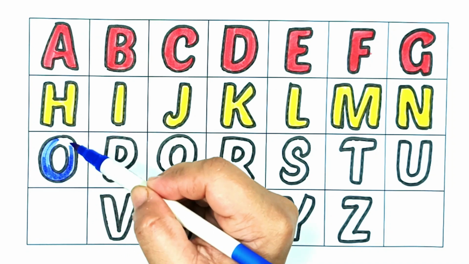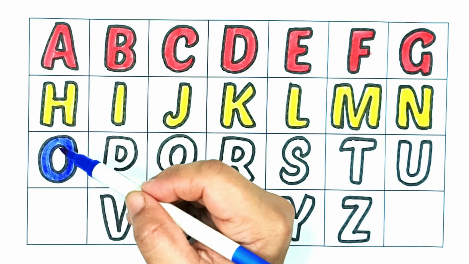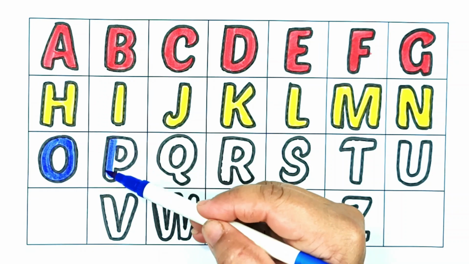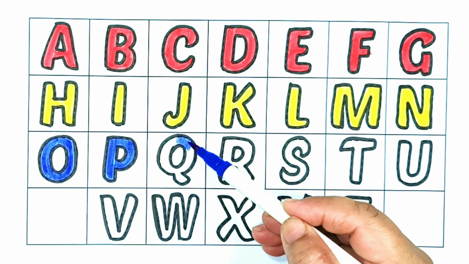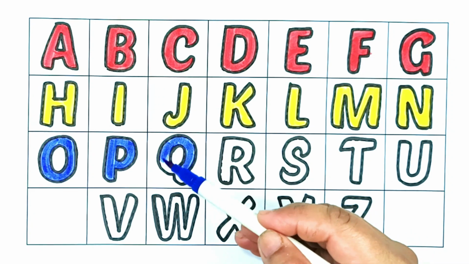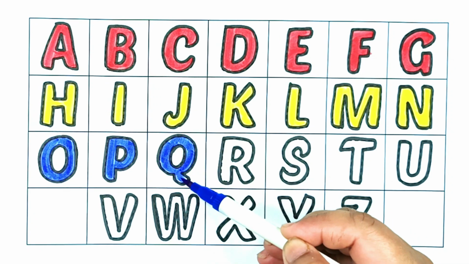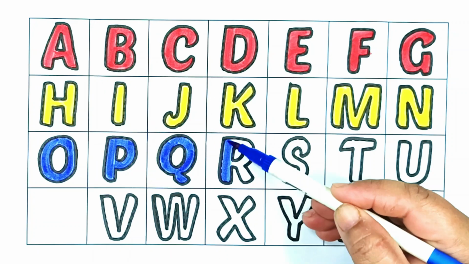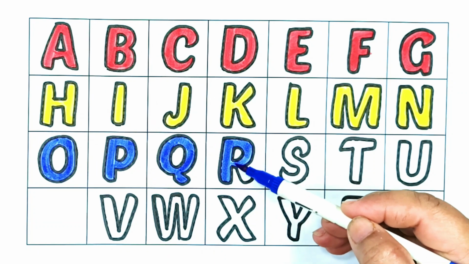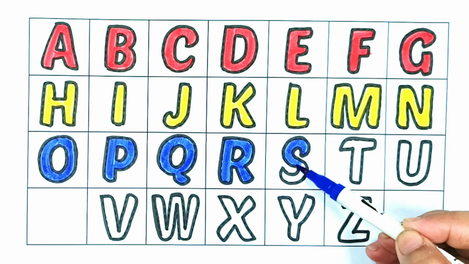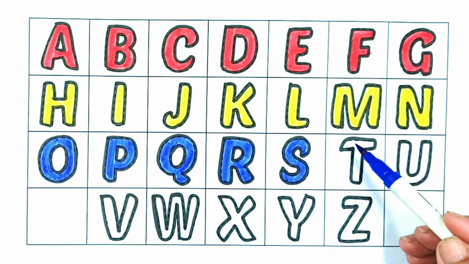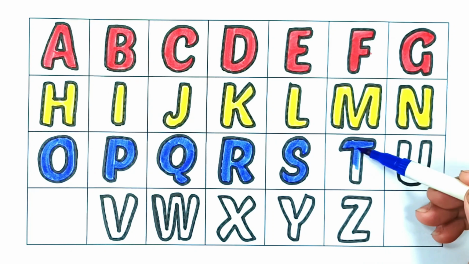O for onion, P for pen, Q for queen, R for ring, S for star, T for train.